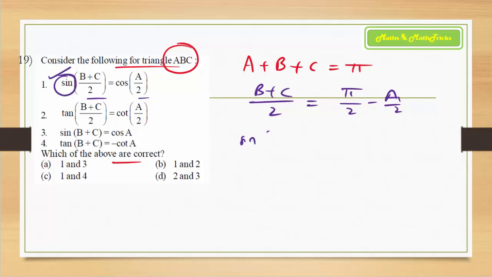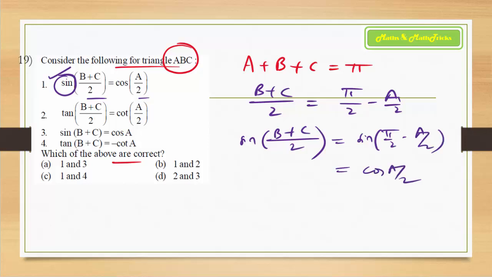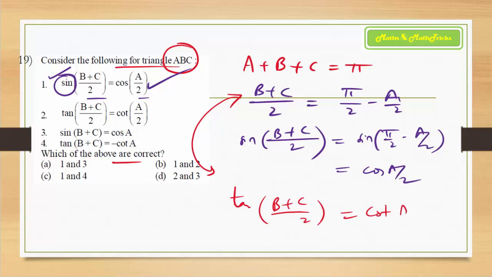So when you take sine on both sides, sine of B plus C by 2, you will get sine of pi by 2 minus A by 2. Sine of 90 minus theta is cos theta. Theta is A by 2 here. So first is correct. And now applying tan on both sides, tan of B plus C by 2 is tan of 90 minus theta, which will be cot theta. So cot A by 2. Second also correct. First also correct. What about the third and fourth?